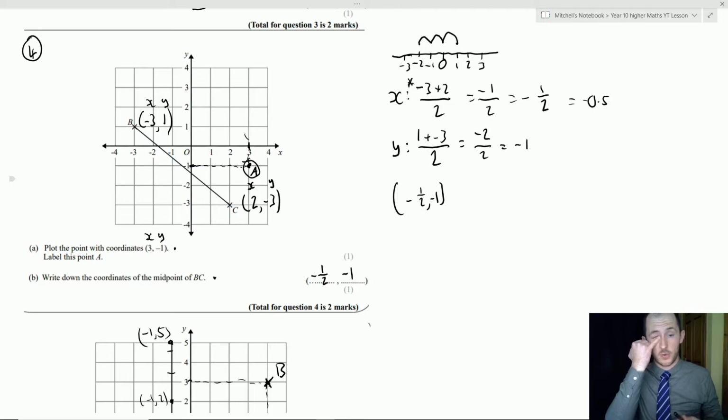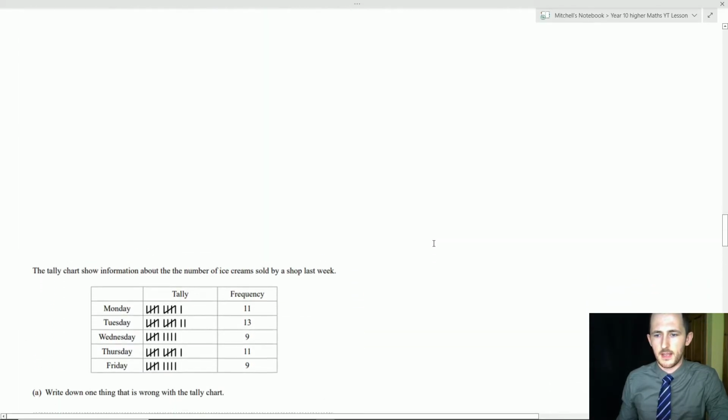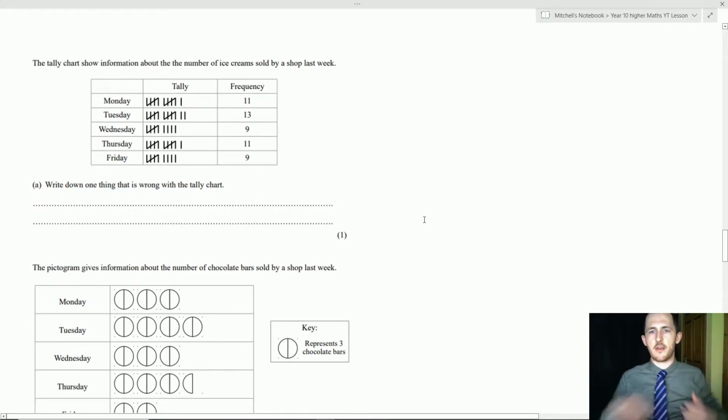So I know a few of you just joined. I just want to go over that for those that have just joined. Cool. Perfect. So now if we move swiftly on to pictograms, this is just a type of data representation that they can ask you about in your exam.